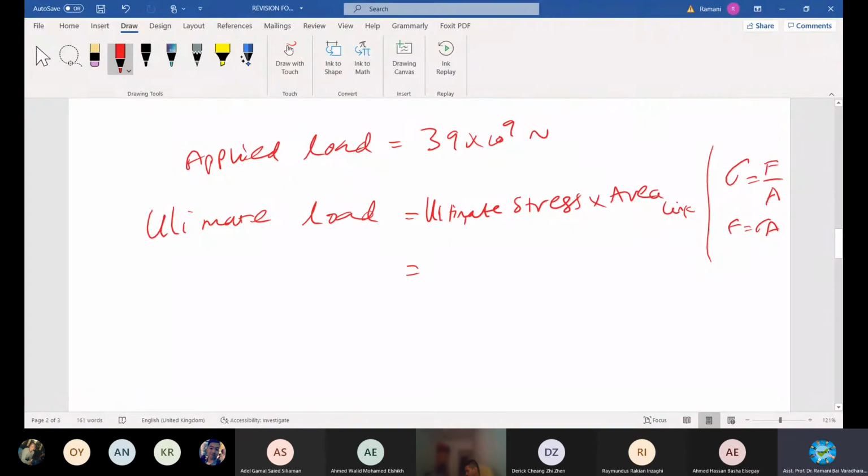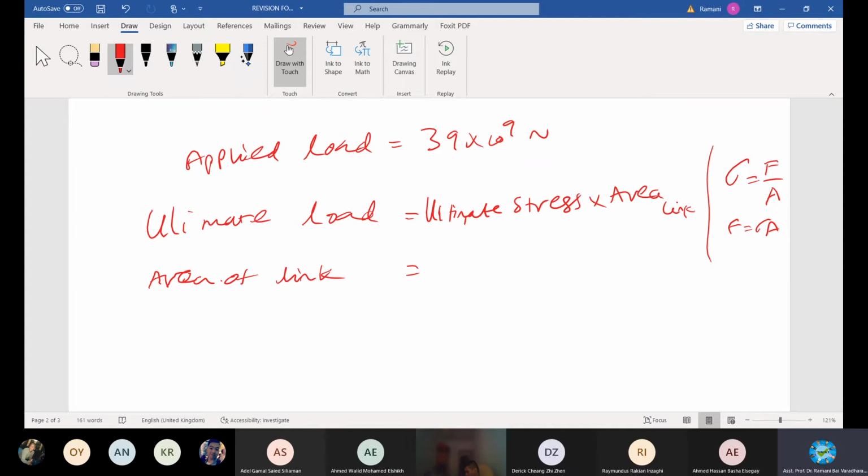How much is the area of the link? Take the cross section. Just now we drew it, right? The vertical cross section. It is 40. The thickness is 10, right? I drew the bigger one so that you are clear.